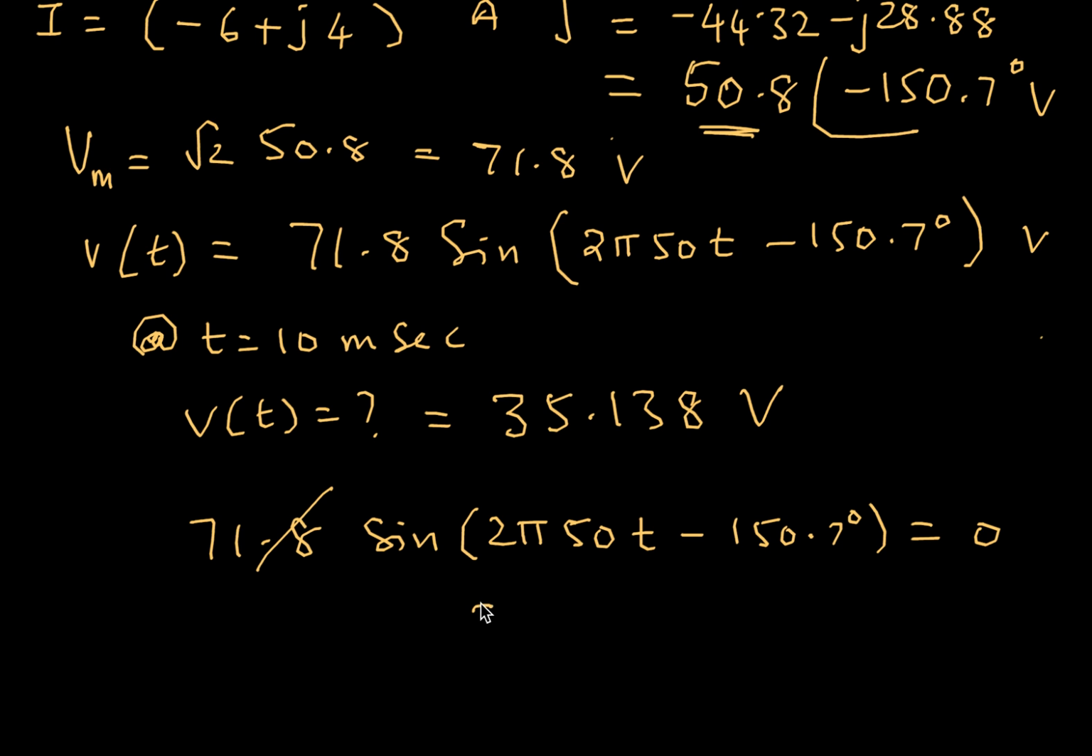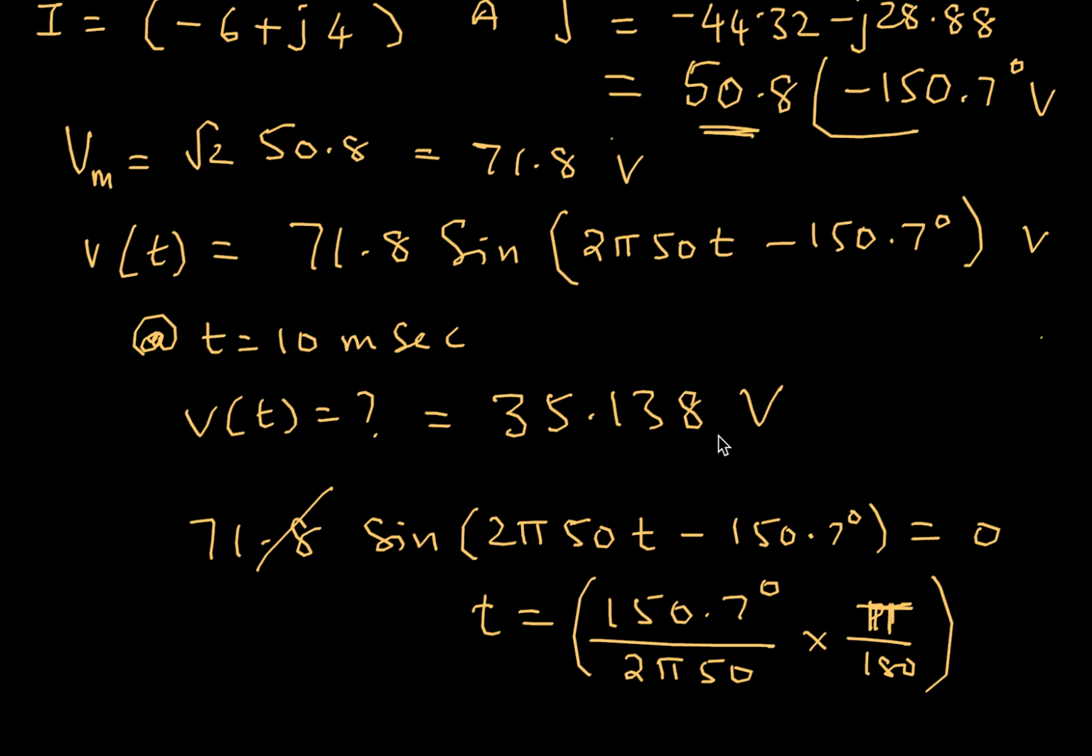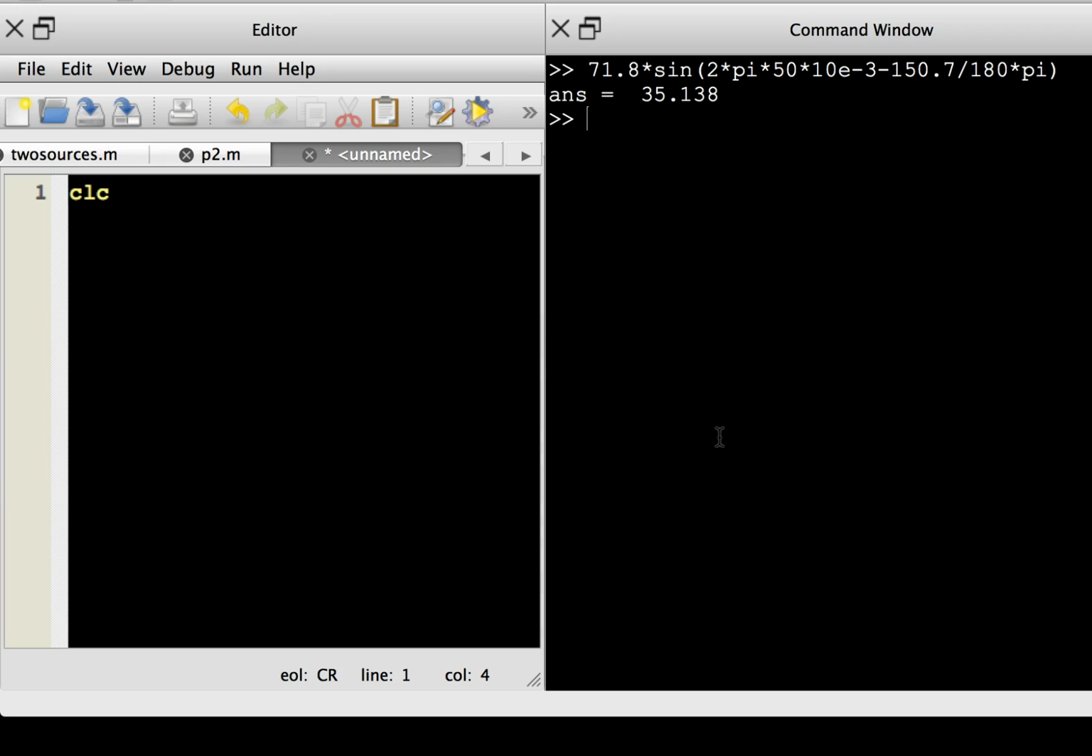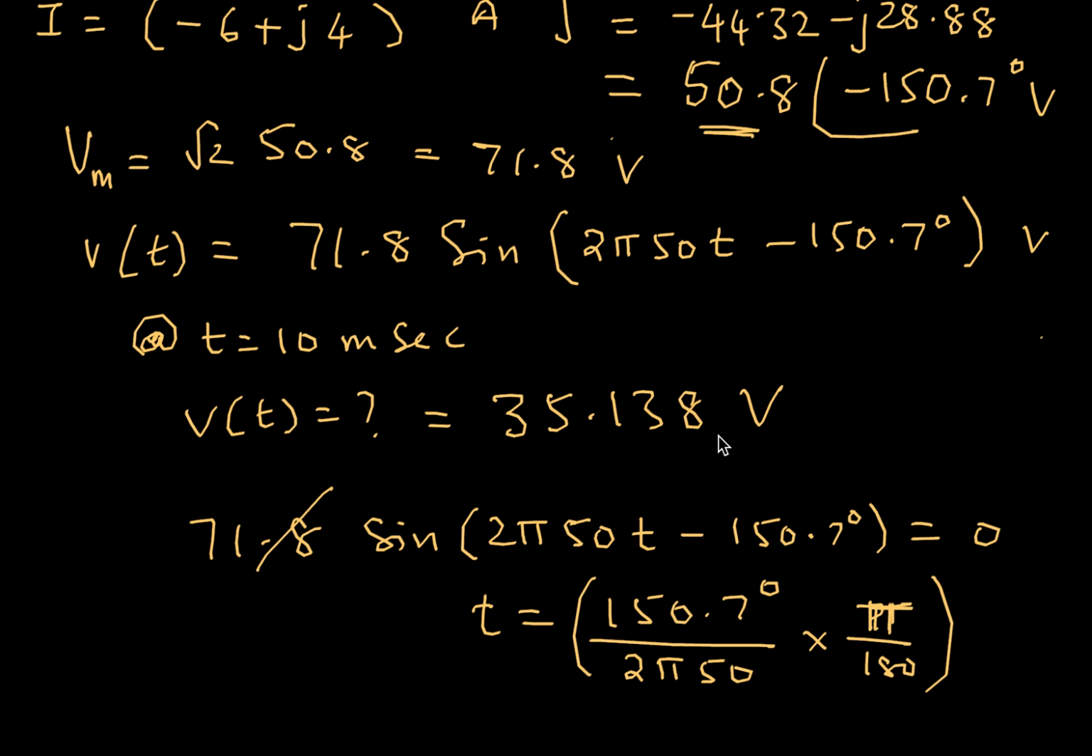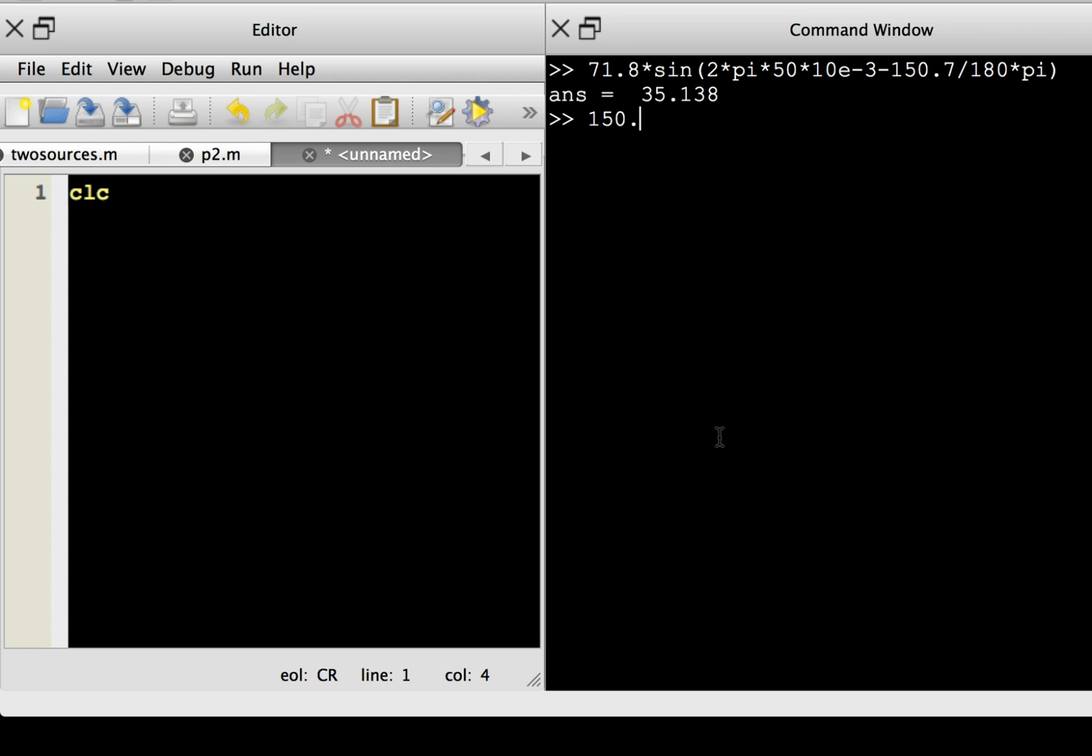So therefore from this I will get t equal to 150.7 degrees divided by 2 pi into 50. Whereas the denominator is in radians and the numerator is in degrees, so I have to just multiply by pi and divide by 180. So I'll get the time. So let's do this. 150.7 divided by 2 into pi into 50, and then multiplied by pi and divided by 180.